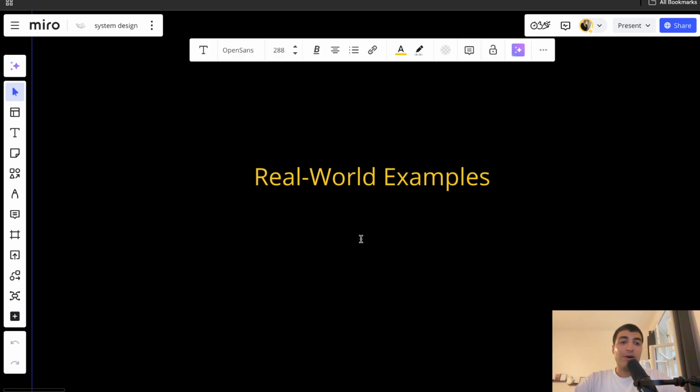Let's talk about real-world examples. REST APIs are a great example of stateless communication. Each request is independent, which makes it easy to scale horizontally. On the other hand, WebSockets are usually stateful because they maintain an open connection between the client and server, which is necessary for real-time features like chat.